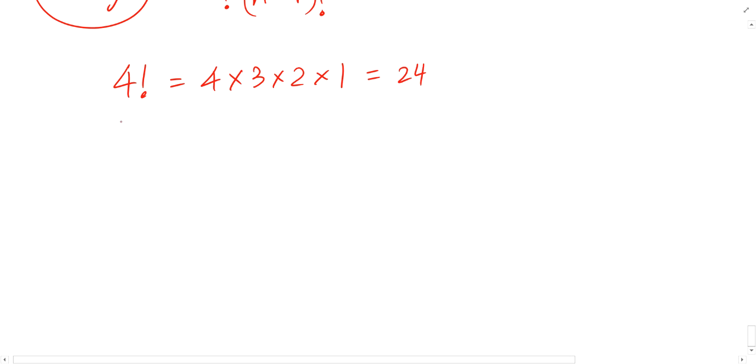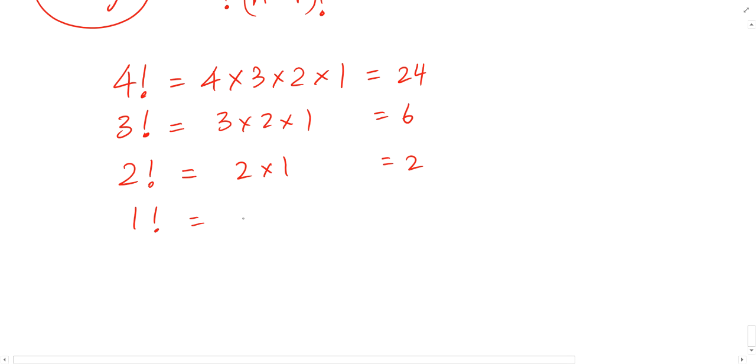What does factorial actually mean? Let's say we have 4 factorial. This is equal to 4 times 3 times 2 times 1, which is 24. 3 factorial is 3 times 2 times 1, which is 6. 2 factorial is 2 times 1, which is 2. 1 factorial is 1. Or 1 times 1, if you want. But no need, right? The question is, what about 0 factorial?